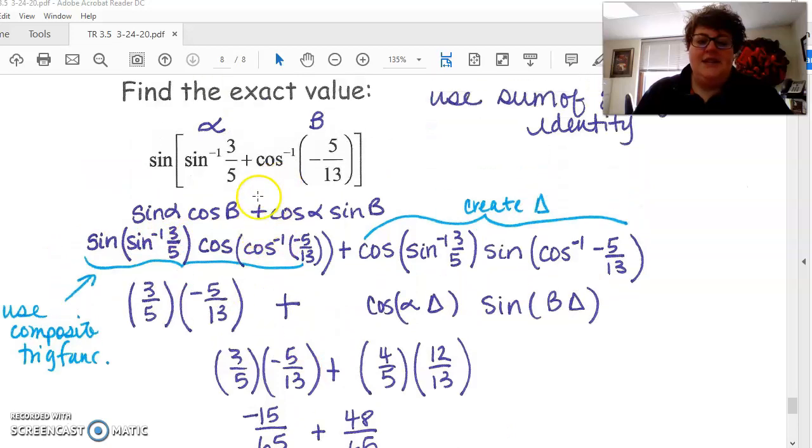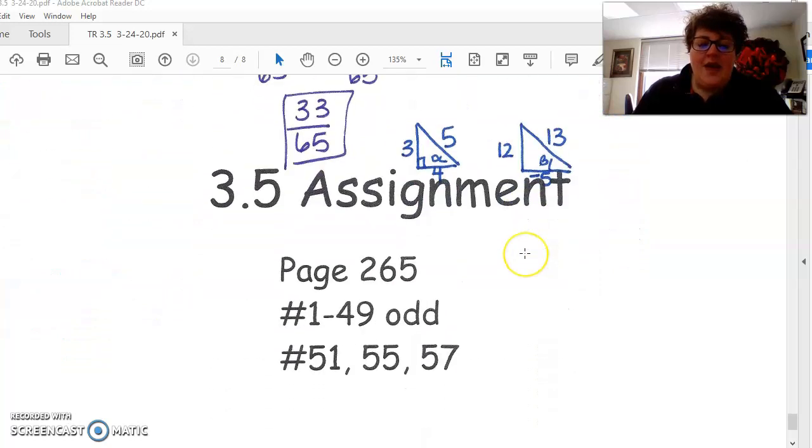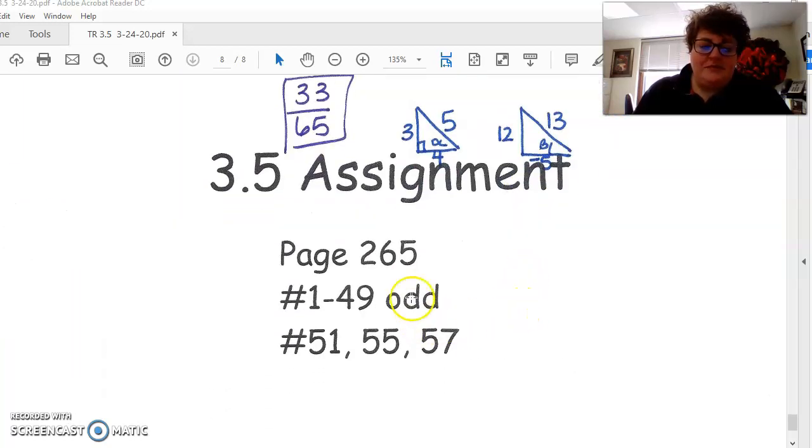Okay, our trig identity, the sum of two angle identity, that's where the sine alpha cosine beta plus cosine alpha sine beta is coming from. So then you can see where we substituted in. The first two, you can use your composite functions to get out your coordinates. The last two, you have to create triangles, and that's what's down below. So, okay, that finishes this up.